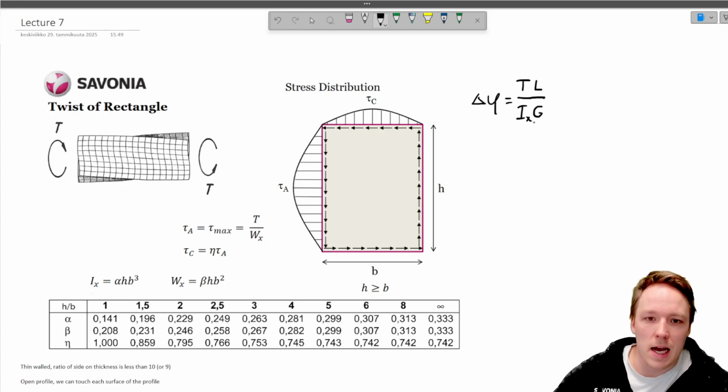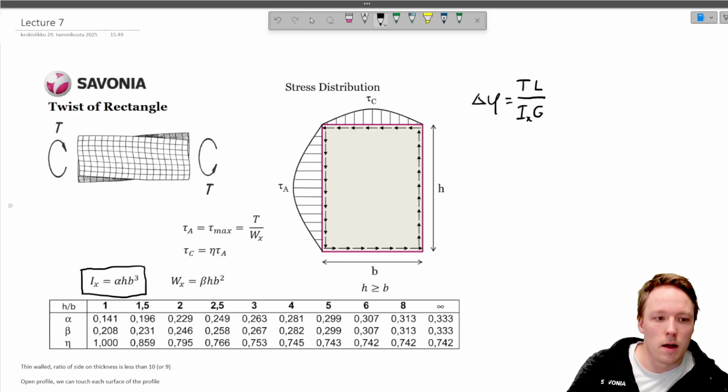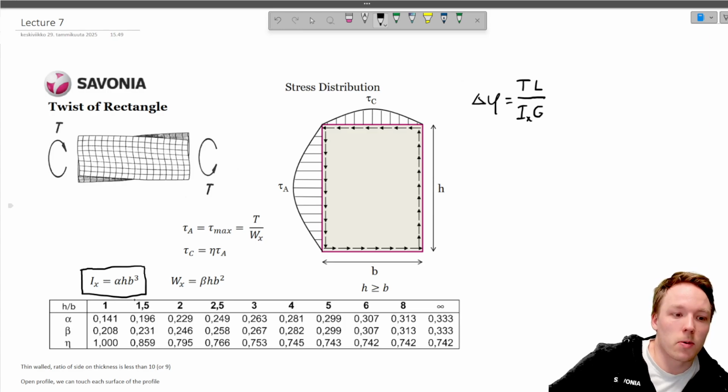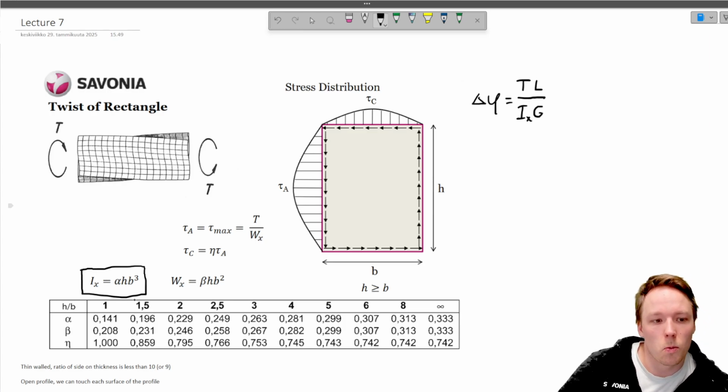On a rectangular cross section, the equation for calculating the second moment of inertia is as follows: Ix equals alpha times h multiplied by b to the power of 3. So what are h and b in this case?